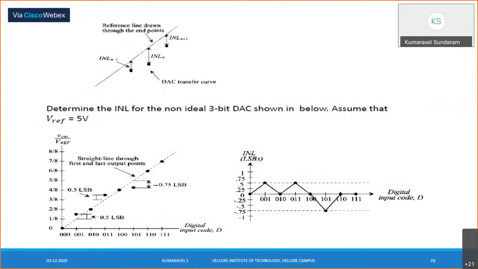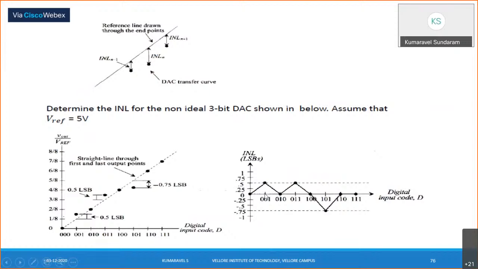So a reference has been drawn, the ideal line. From that line, the ideal height, what is the difference? The output for 001 is somewhere at 1 by 8 plus 2 by 8 divided by 2. It's lying in the middle. This value minus the reference line point, right? So for 001, there is 0.5 LSB.